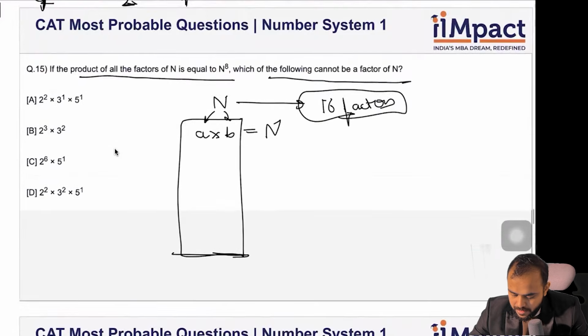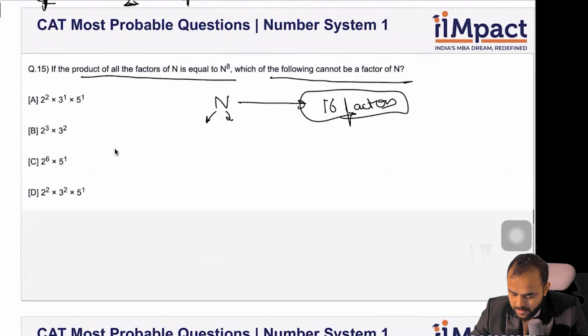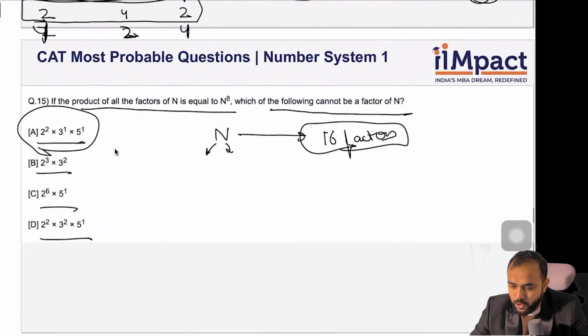Now, if n has 16 factors, the factors of n themselves cannot have more than 16 factors. Correct? Because if I say that this is a factor of n, then every factor of this would also be a factor of n. So let us look at this.